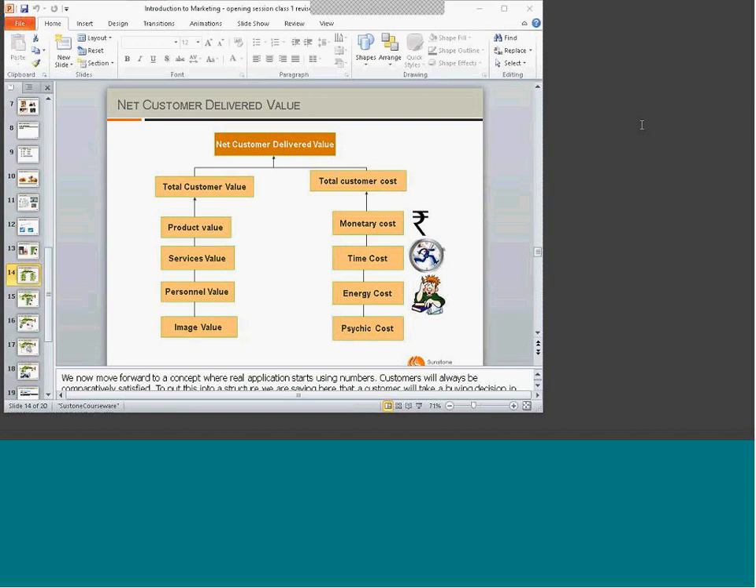Any questions till now? This is the last part, which I will take about 20-25 minutes to explain, and will share the assignment where you're supposed to do the mathematics of net customer delivered value. No questions?